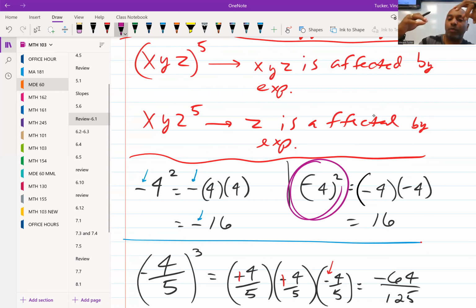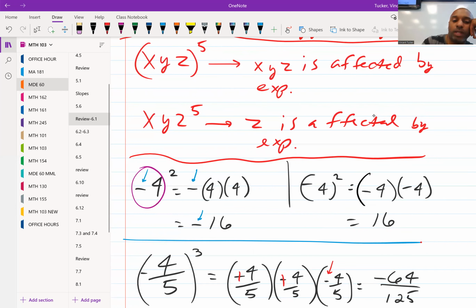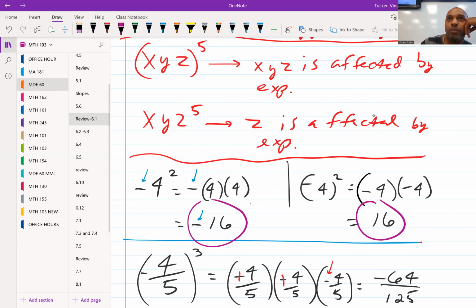I have -4 in parentheses squared. So that means -4 is being squared. So -4 times -4 is positive 16. But if there was not a parentheses, like right here, the only thing that's being squared is the 4. So the negative will still be sitting on the outside, never affected by the exponent. So the answer would be -16. So you see how there's a difference in using parentheses or not.